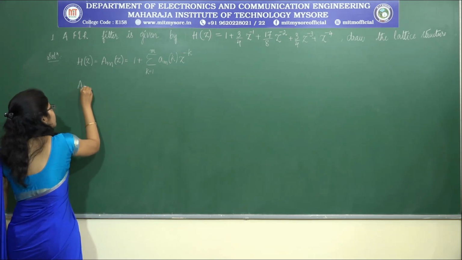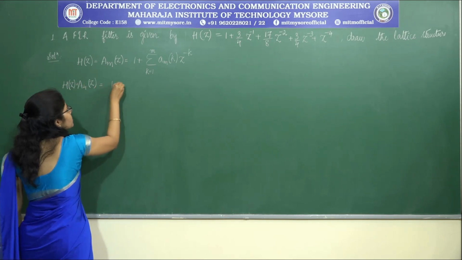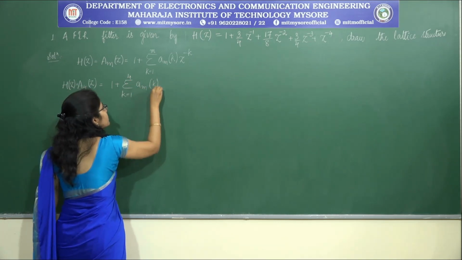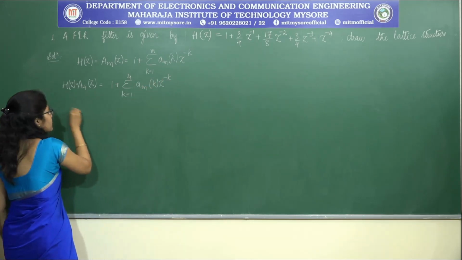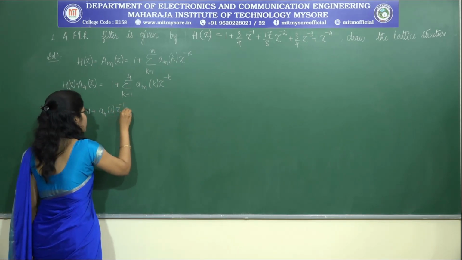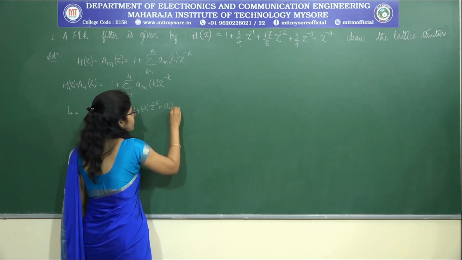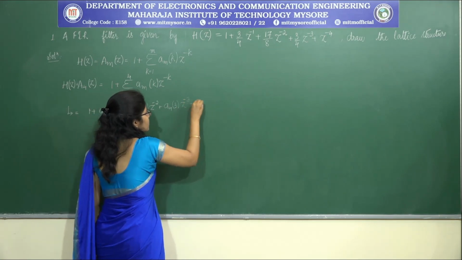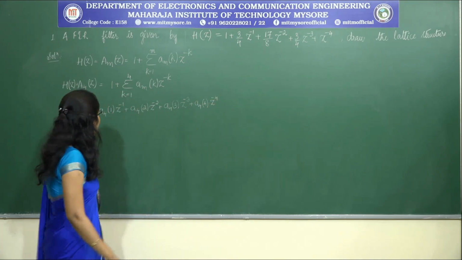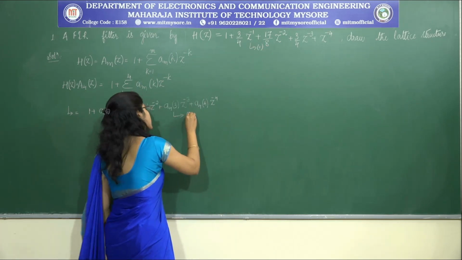So if I substitute that, h of z, which is equal to a4 of z, will be equal to 1 plus summation k ranges from 1 to 4 am of k into z bar minus k. So if I expand this, h of z will be equal to 1 plus a4 of 1 into z bar minus 1 plus a4 of 2 into z bar minus 2 plus a4 of 3 into z bar minus 3 plus a4 of 4 into z bar minus 4. Now let us term this as equation. So let this be equation 1, let this be equation 2.